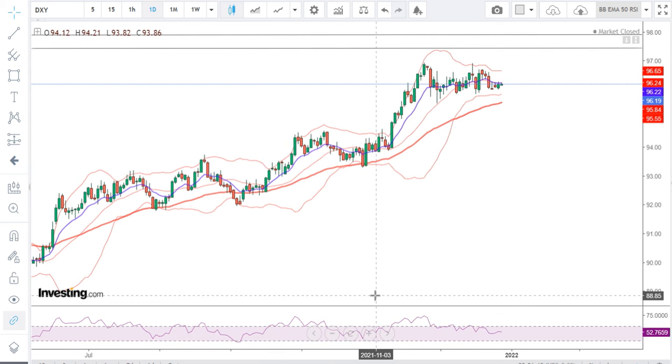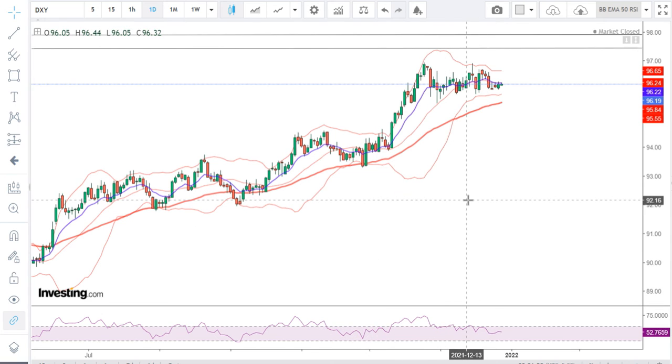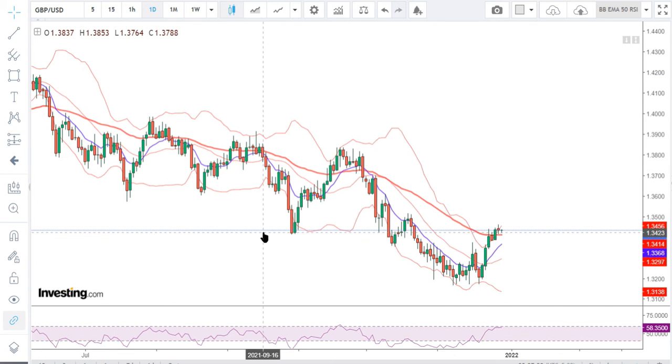Just we would like to check the other pairs only for reference purposes. The dollar index is at 96.24. Nothing great as of now. We'll check it from the first and second week of January. On GBP dollar, it is at 1.3423. It took support around 1.3200 and moved higher towards 1.3460 level. And we need to see how the price behaves here.